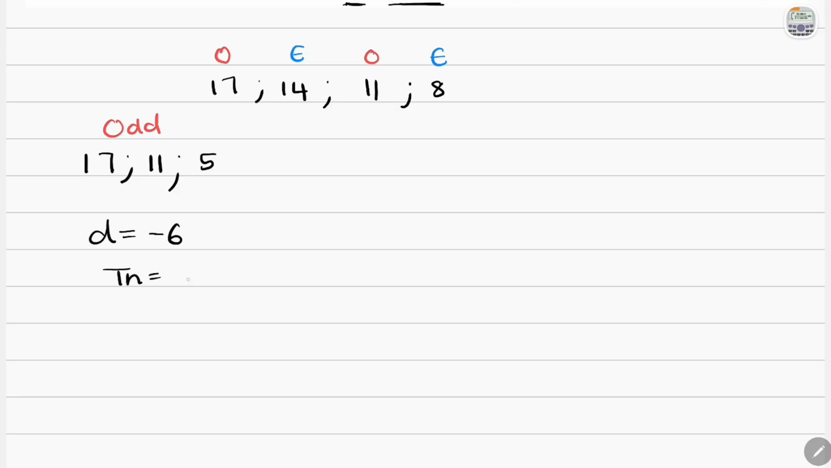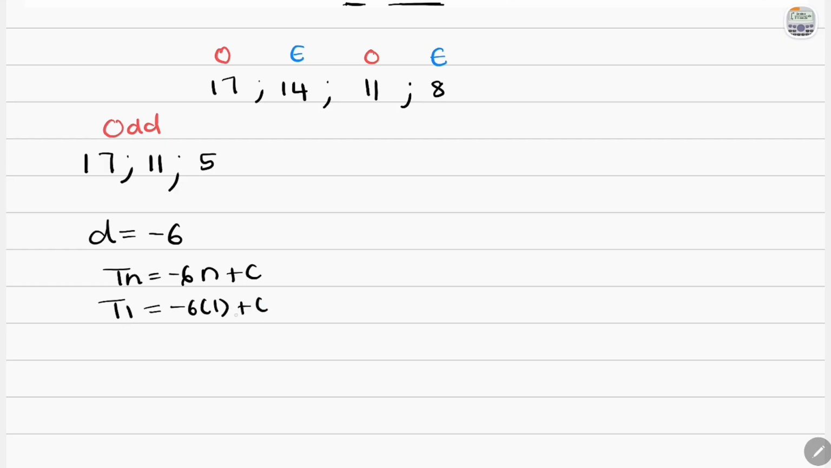So this is Tn equals dn plus c. In place of d, we say negative 6. Now to find the value of c, just substitute any one of the terms in here. I can go for term 1. I know that term 1 is equal to 17. You see now that in place of n, I've substituted 1, so I'm going to do the same here.